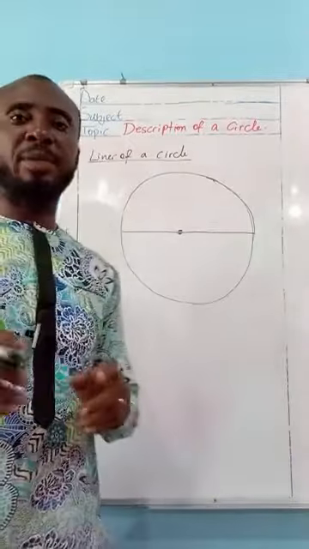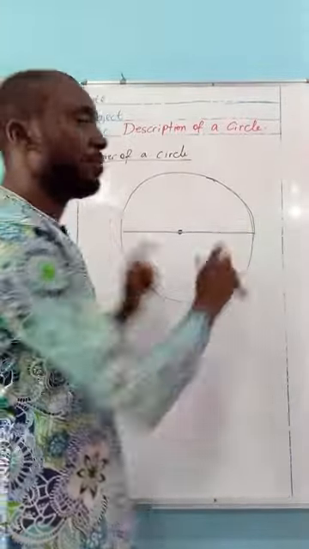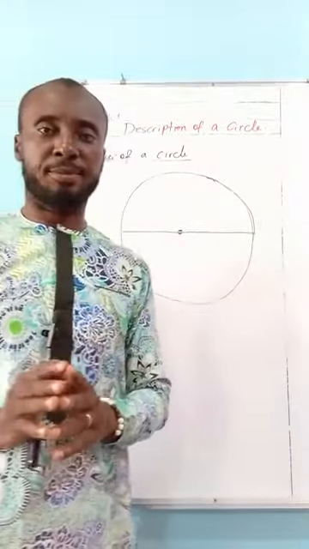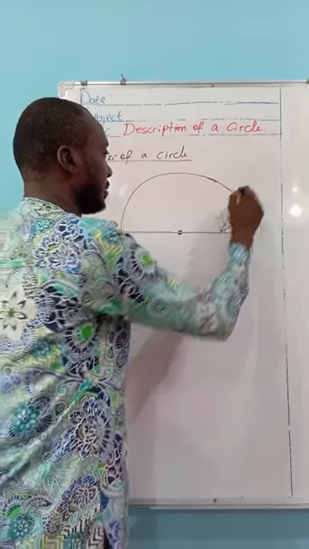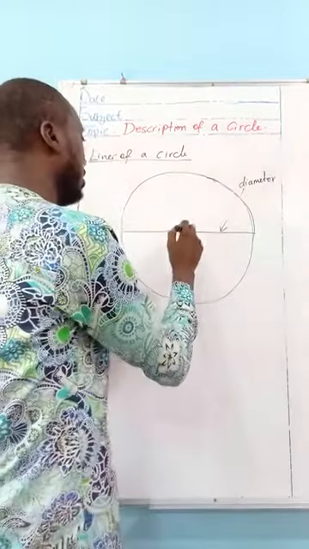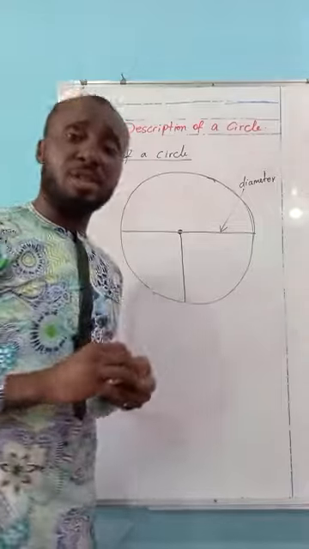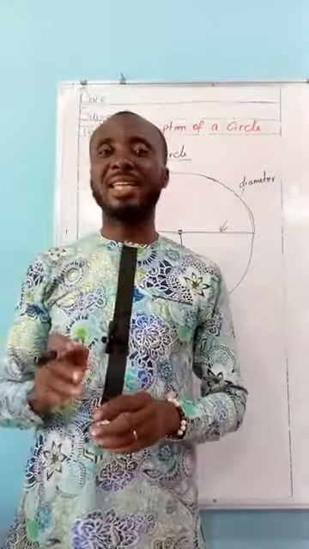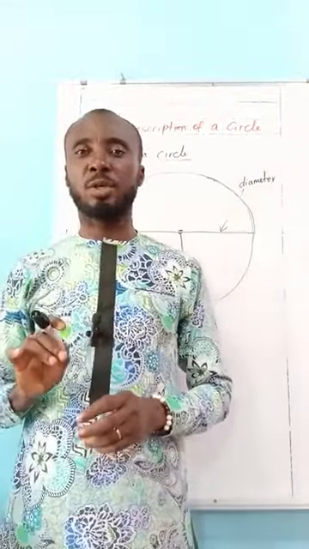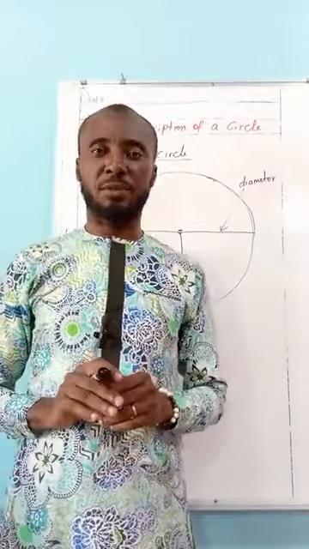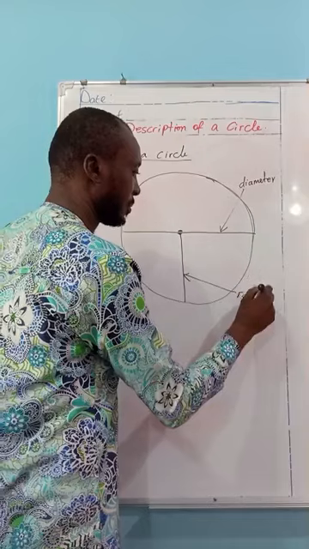When we talk of the diameter of a circle, it is a straight line that divides a circle into two equal parts. This is the diameter. The second one is the radius. A radius is a line that runs from the center of the circle to any part of the circumference.